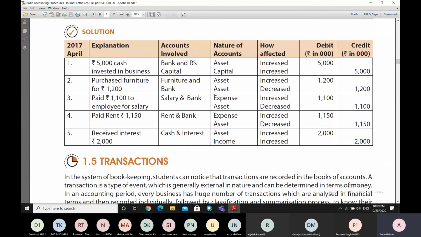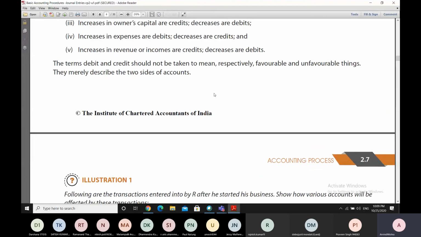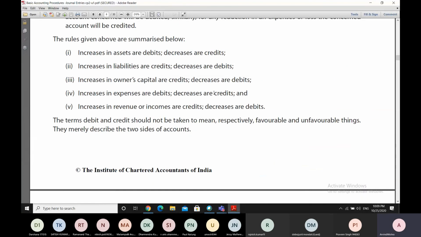I would like to request you all to pay very careful attention to how it all started off. Earlier, in the past, the tradition or convention was that whenever any asset was increased, it was written on the left hand side, and whenever any liability was increased, it was written on the right hand side. Whenever any capital was increased, it was written on the right hand side. And similarly for income and expenses. Whenever any income was increased, it was written on the right hand side. Whenever any expenses were increased, it was written on the left hand side.